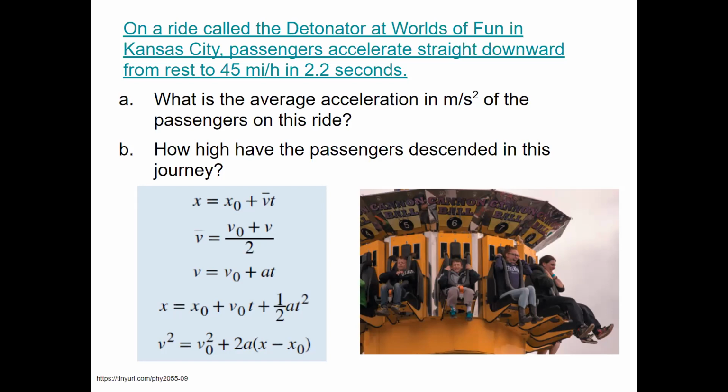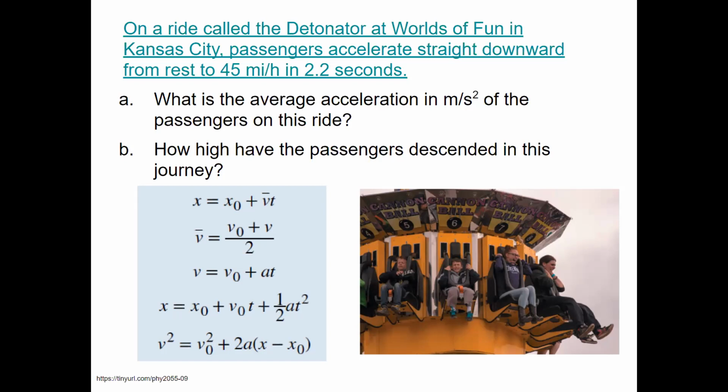All right, but let's take a look here. In this question, the passengers are just going straight down, so this is just one-dimensional motion. You can rely on those 5 equations, or maybe just one, or maybe 2 or 3 of them.